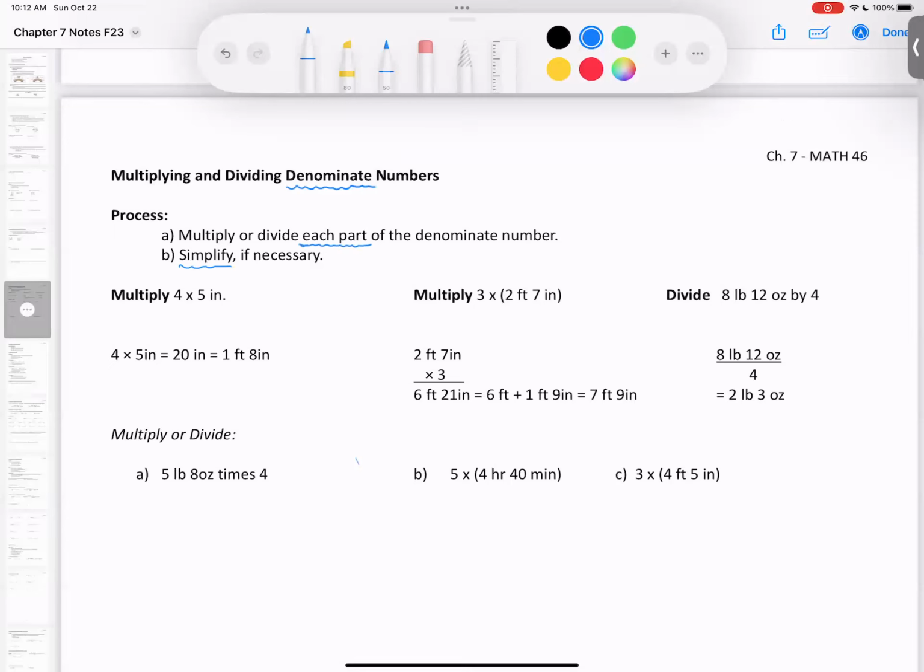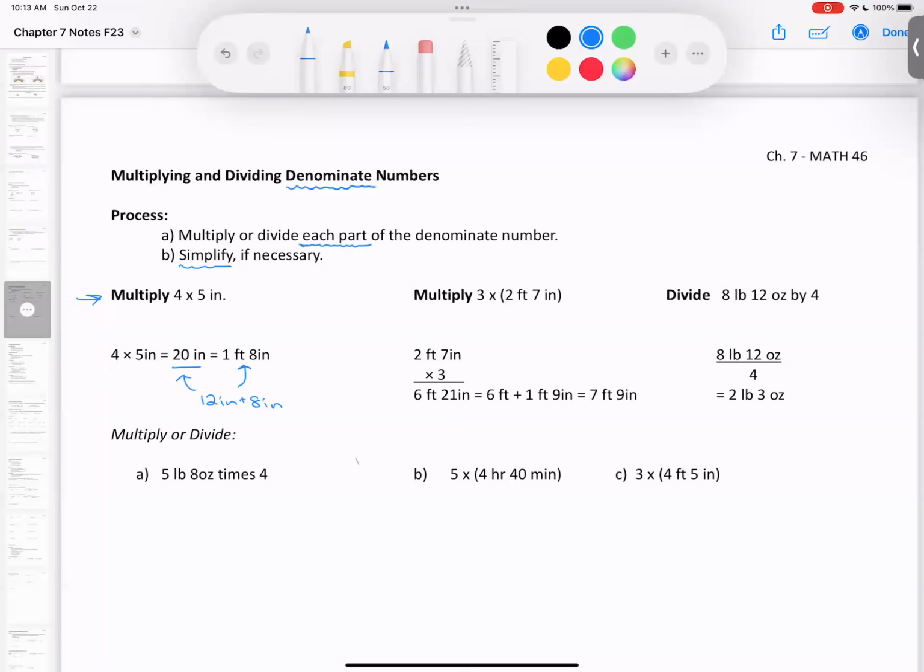So for example, if we're multiplying 4 times 5 inches, we would do the multiplication there to get 20 inches. And then there's 12 inches in every foot. So we want to take any groups we have of the full 12 inches. So we have one group of 12 inches, and then we've got 8 inches left over. So we can simplify that then to 1 foot, 8 inches.